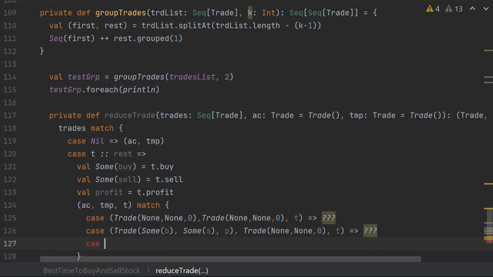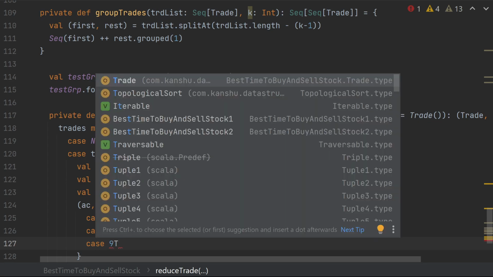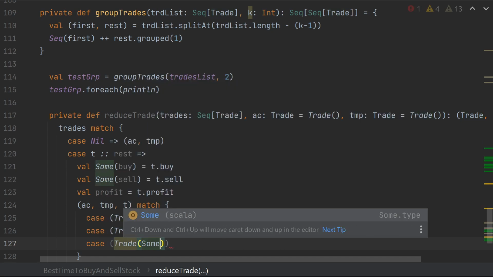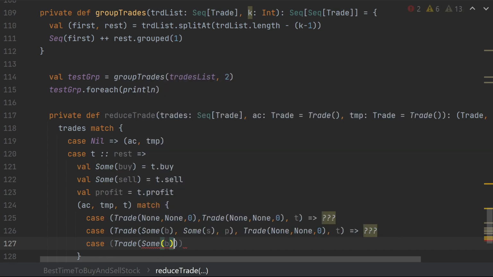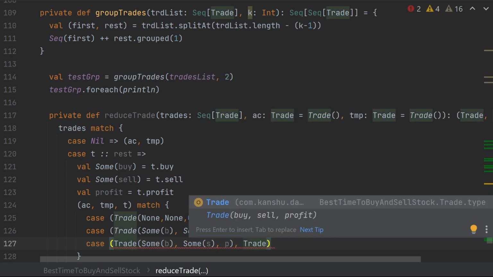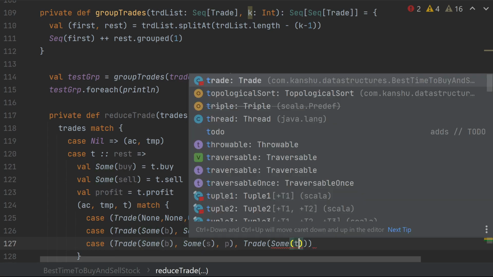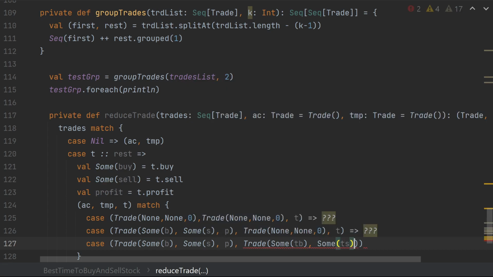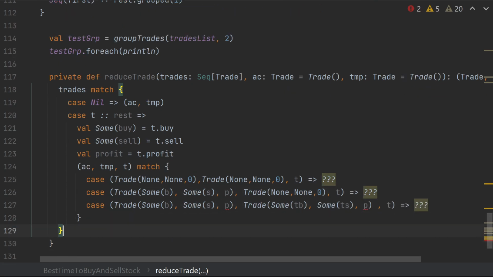Alright, now the third case, which is the most complicated one. It is going to have all the possibilities, that is we have a trade that is sum of buy and we have sum of sell and we have a profit. Similarly, we have another trade which will be having sum of temporary buy, then sum of temporary sell, and then some profit, and finally we are going to have the new record, a new trade coming in. So these are the three possible cases that we are going to implement. Let's start implementing one by one.